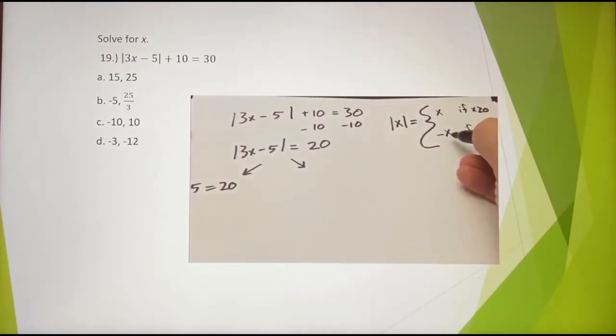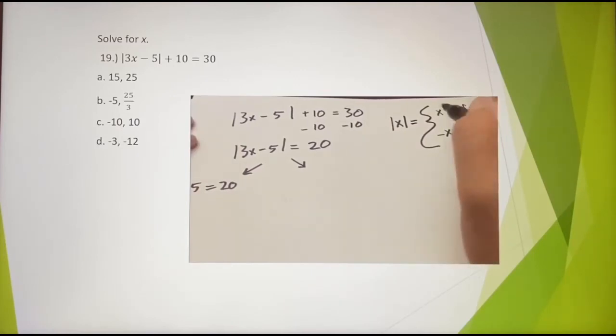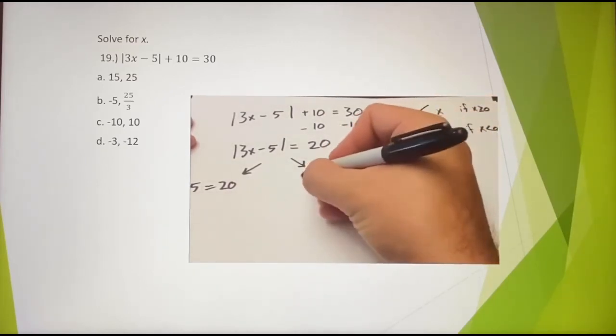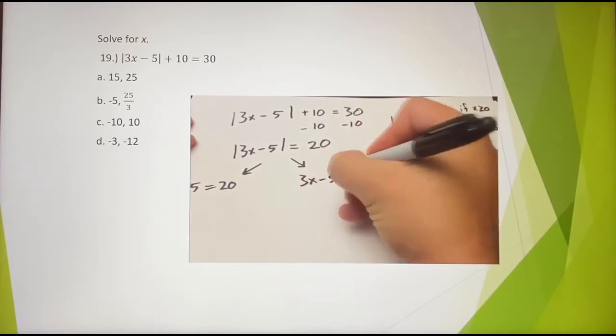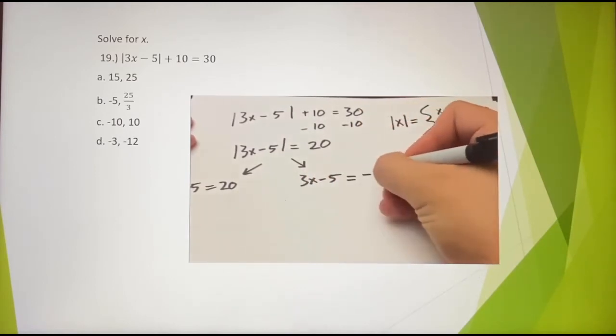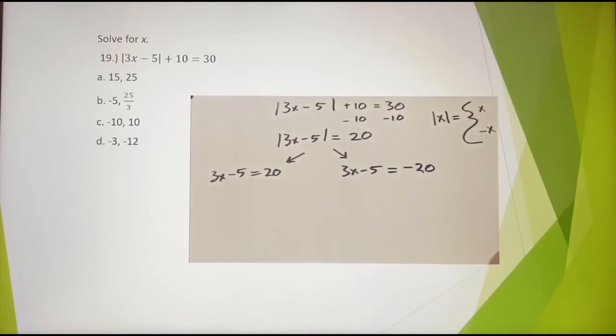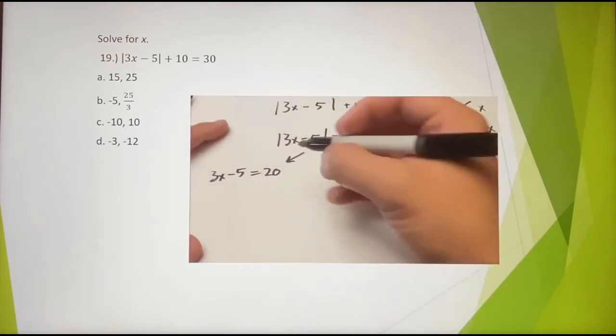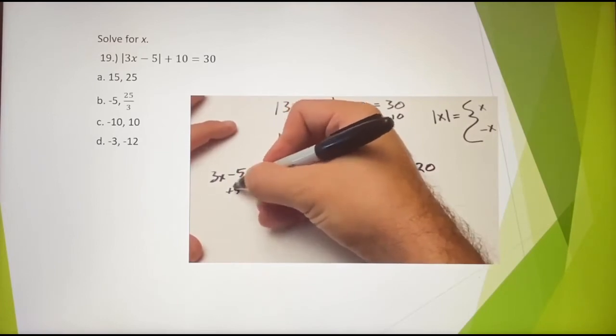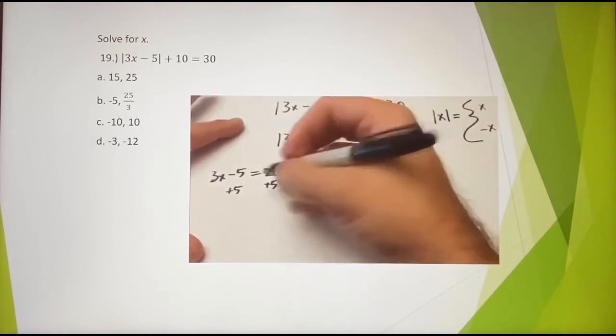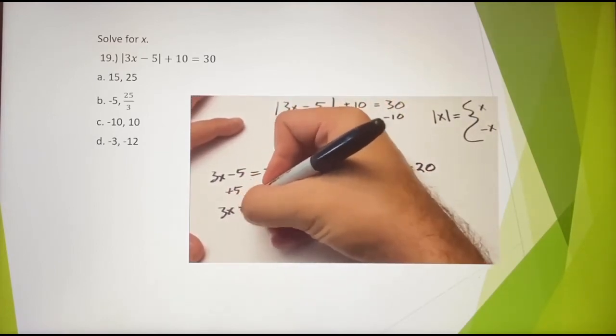But then we also have to consider that maybe what is in here is negative, and so we need to change the sign of it. And the easy way to do this is just change the sign of what we have it equal to. So I'm going to drop the bars, 3x minus 5, and now I'm going to say it's equal to negative 20. And so we have these two problems that we need to solve. And the steps should be identical to both of these.